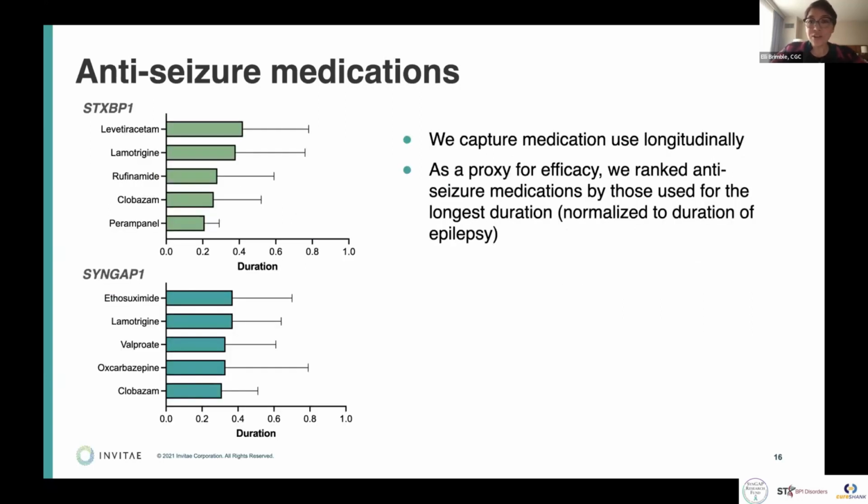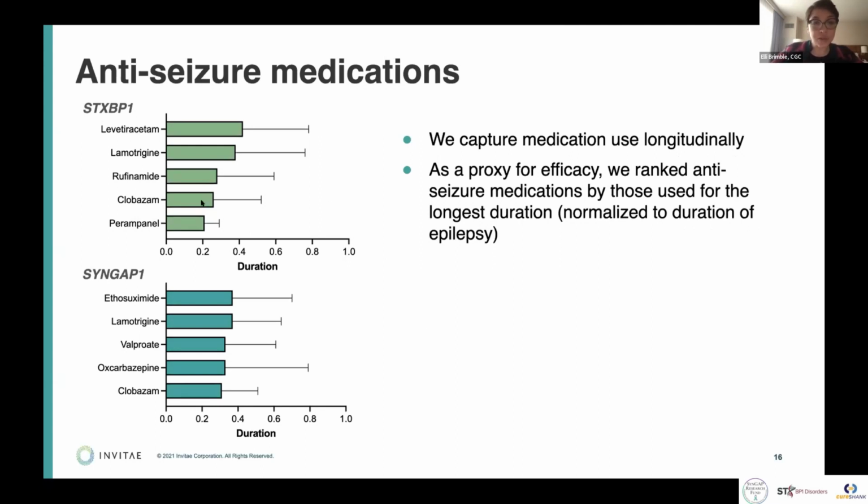We can also take a look at how long medications were used. So even though some medications may be tried more frequently, we wanted to try to get a sense of whether or not some medications were felt to be more effective than others, and one of the ways we wanted to try to approximate that was by looking at the duration the patient was on that medication.